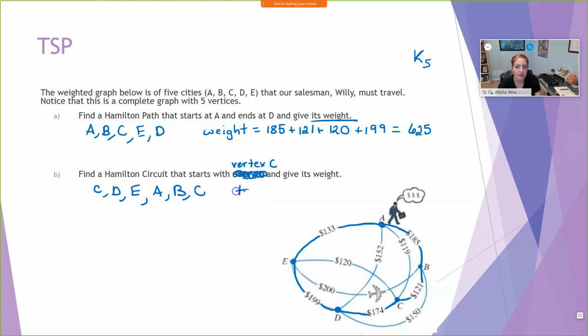And then total weight, we need to go ahead and add those all together again. So let's see, we have 174, 199, 133, 185, 121. I think I got everything. 5 edges, so that's correct. Okay, so the total weight of this trip would be $812.